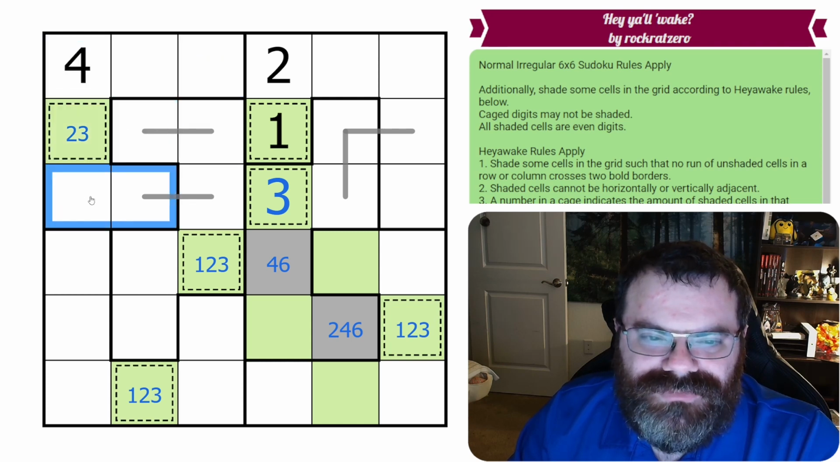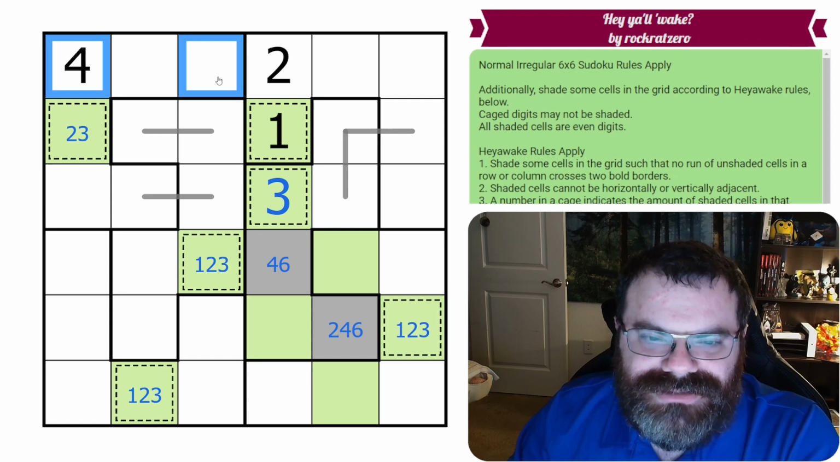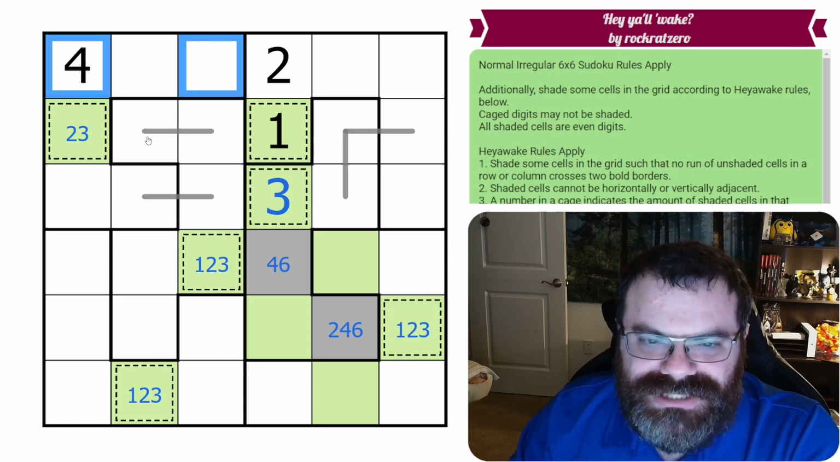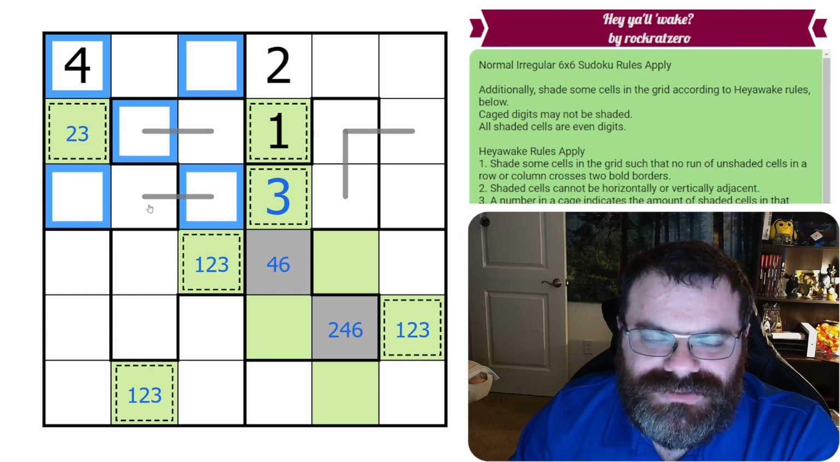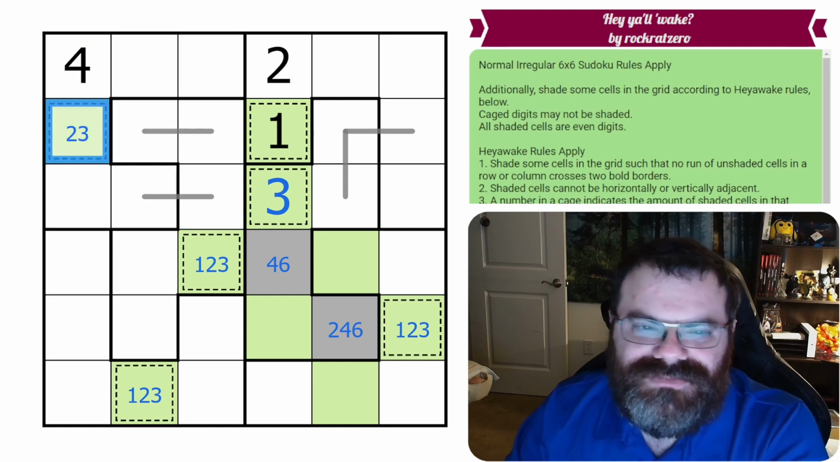Because we need these 2 exactly. Because of what we found here, we know that's going to cause these 2 to shade, and then this one's going to shade because we can't shade this one. So this is not a 3. This is a 2.